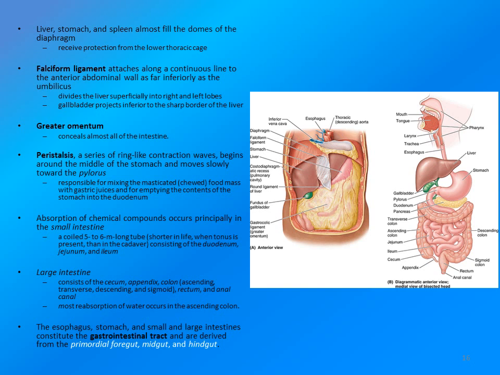The esophagus, stomach, the small and large intestines constitute the gastrointestinal tract, or the GIT, and it is derived from the primordial foregut, midgut, and hindgut.